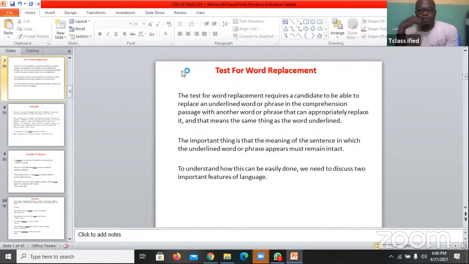So the test for word replacement requires a candidate to be able to replace an underlined word or phrase in a comprehension passage with another word or phrase that can appropriately replace it. And that means the same thing as the word underlined. The important thing is that the meaning of the sentence in which the underlined word or phrase appears must remain intact.